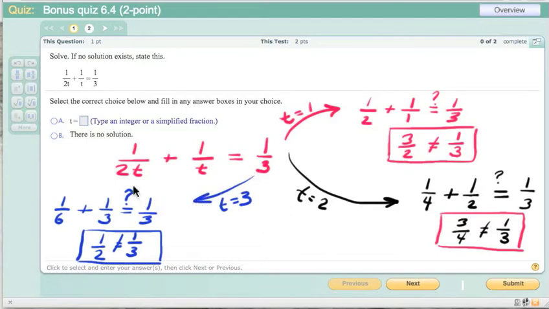Let's let t equal 3 here. And so you get 1/6 plus 1/3, and we want to know if that is equal to 1/3. When you do this arithmetic, you get 1/2, not quite equal to 1/3, but a lot closer than either of these was. So we're moving in the right direction. The answer is going to be t is equal to 4 or 5 or someplace in between. So I haven't even done anything algebraically yet, but I have a feel for where the answer should be.